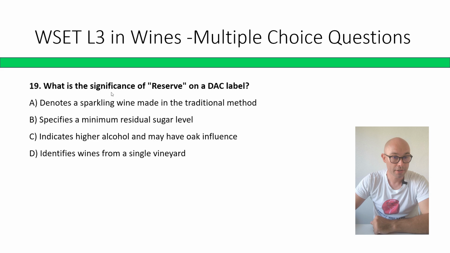What is the significance of reserve on a DAC label? Denotes a sparkling wine made in a traditional method, specifies a minimum residual sugar level, indicates higher alcohol and may have oak influence, identify wines from a single vineyard. So we already answered this in a way, so the correct answer is C, indicates higher alcohol and may have oak influence.